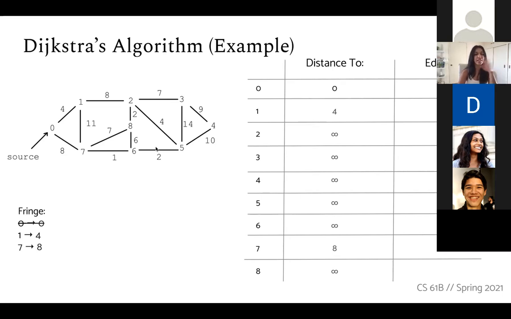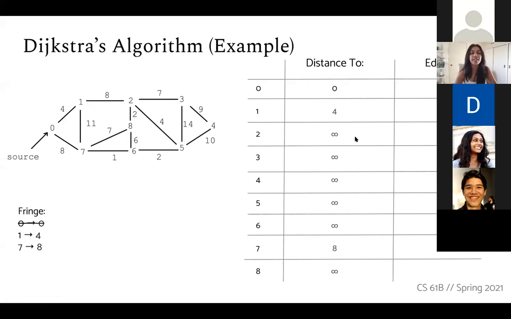The next thing we're going to do is we're going to pop 1 because 1 is our smallest weight currently in our fringe. And once we pop 1, we're going to have to update its neighbors. So 1 has 2 neighbors, 7 and 2. And neither 7 nor 2 have been fully visited. And so we have to consider how much does it cost us to get to 7 through 1 versus how much does it cost to get to 7 through 0. So to get to 7 through 1, it costs us 4 plus 11, 15. And that is greater than what it costs to get to 7 from 0. So we're not going to update 7 at all.